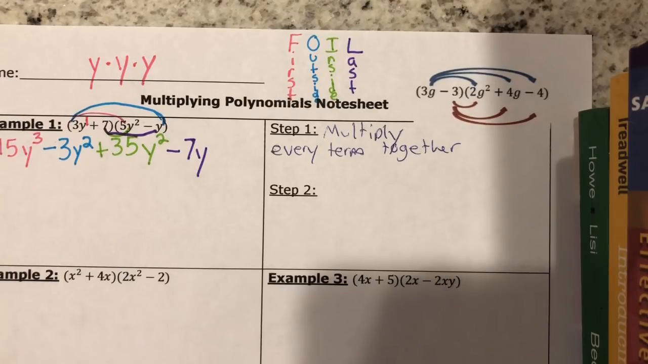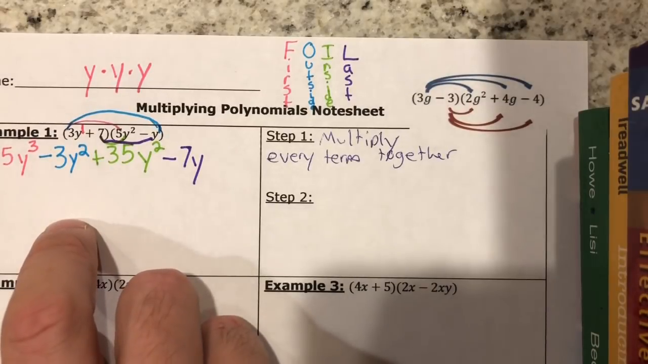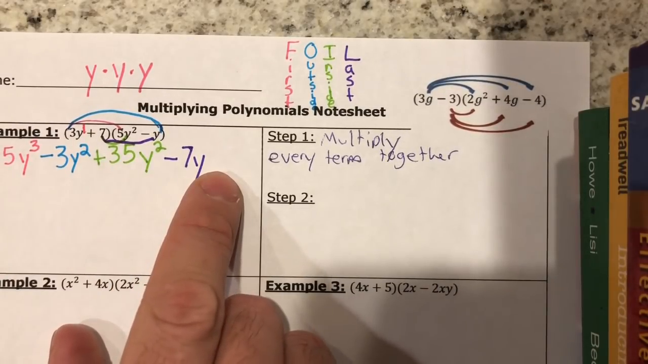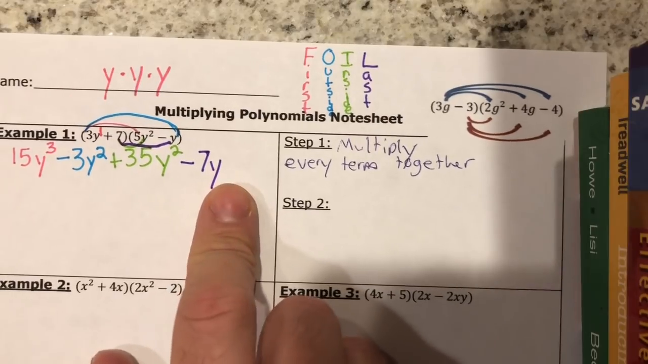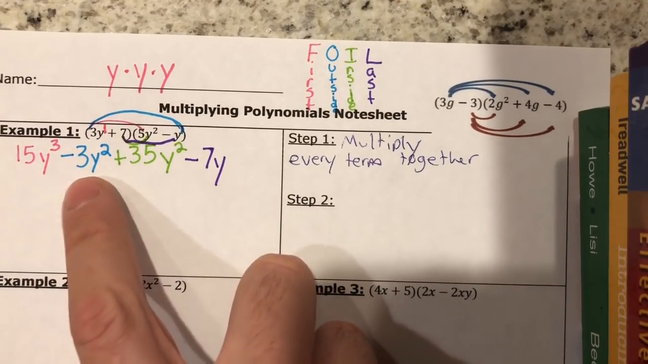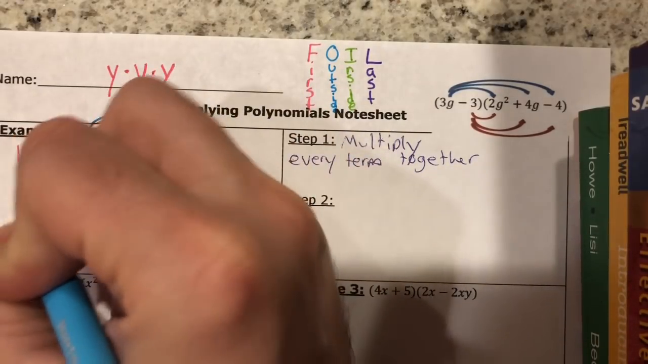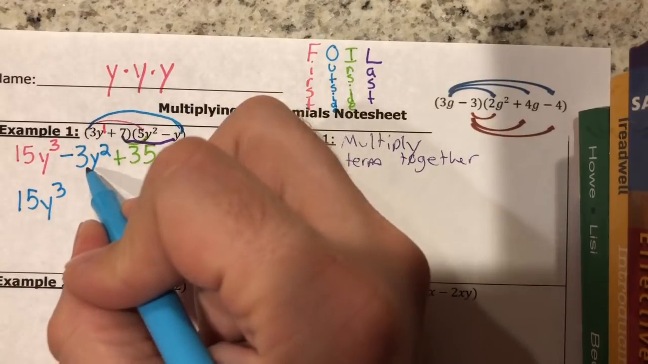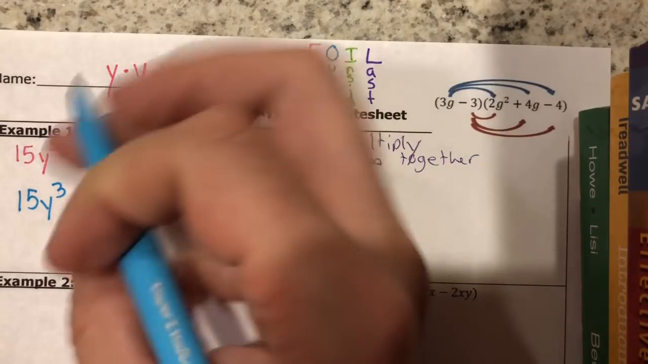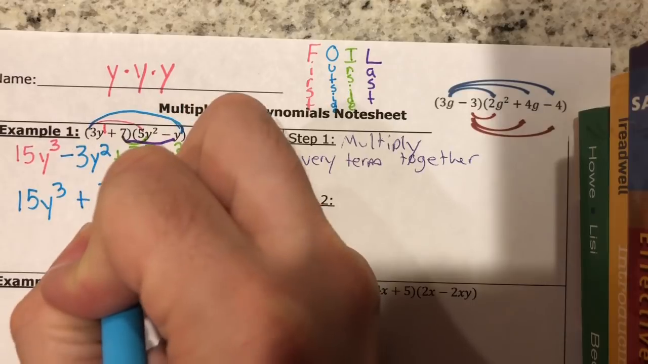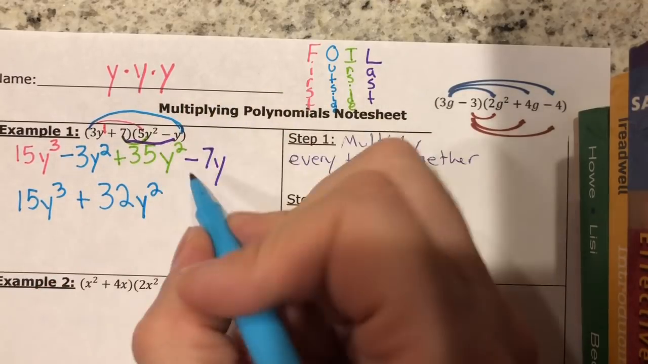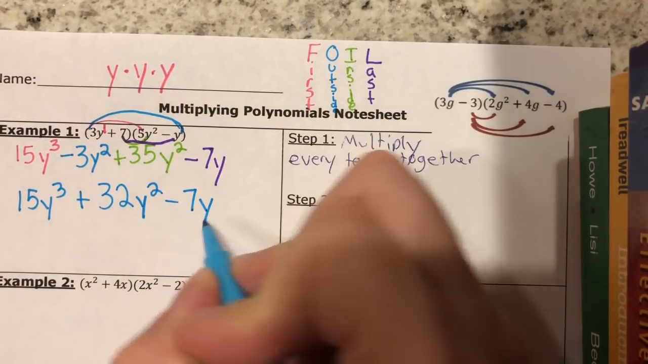Our next step, which we learned about when we were adding and subtracting polynomials, is to combine any like terms. So are there any like terms here? Well, let's see if we have the same variable, which we do. We have y everywhere. And then we have to see if we have the same exponent. The only place we have the same exponent is in the middle, so we're going to combine those together. So we'll just bring down the 15y cubed, and then negative 3 plus 35 is positive 32, so plus 32y squared, and then we'll bring down the minus 7y.